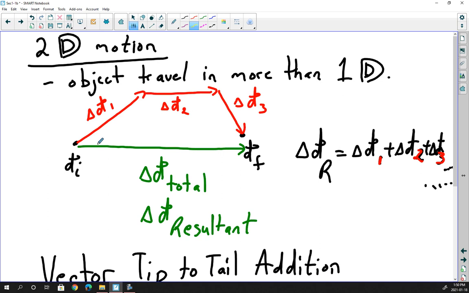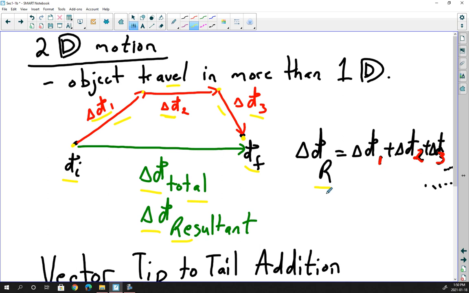So here, for example, is an object. Starts here at this point, initial position DI, ends up right here, final position DF. And let's say its first motion was right here, so it started and then it got to here, then changed direction a little bit. Through its second displacement, went through this motion, got to here, then changed direction a little bit in its third displacement and got to there. So its total displacement or its resultant displacement would be adding up each of these three individual displacements.